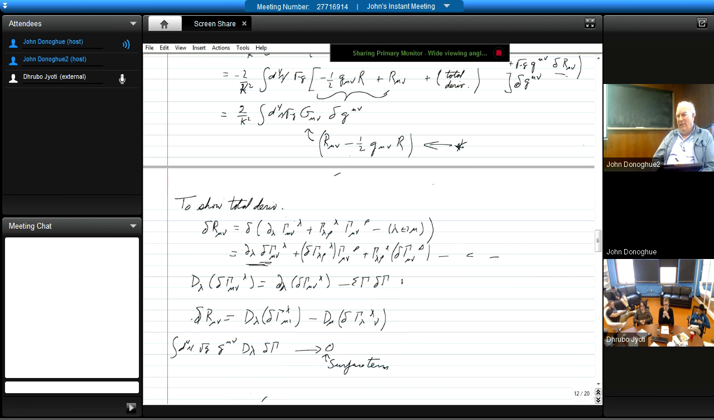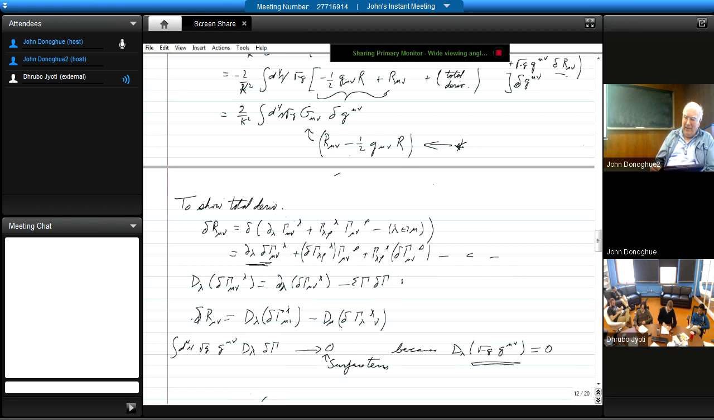which, if you take it out to infinity, you drop it, or you hold delta gamma fixed on the boundaries, because the covariant derivative, when I integrate by parts on the square root of minus g mu nu, gives 0.